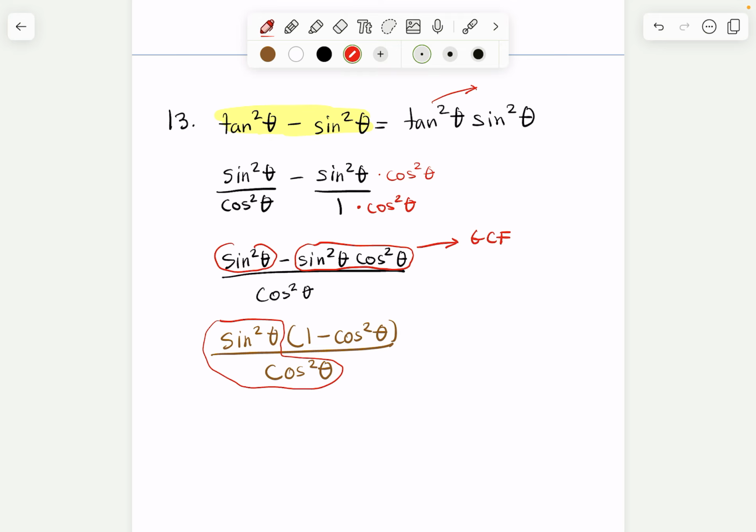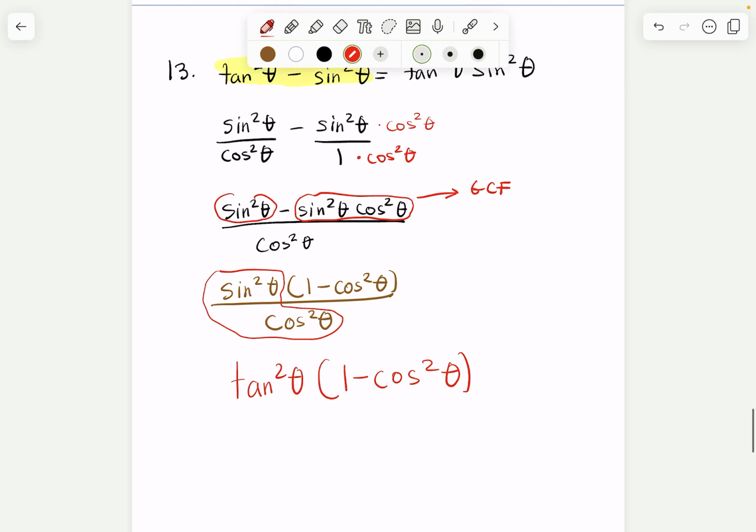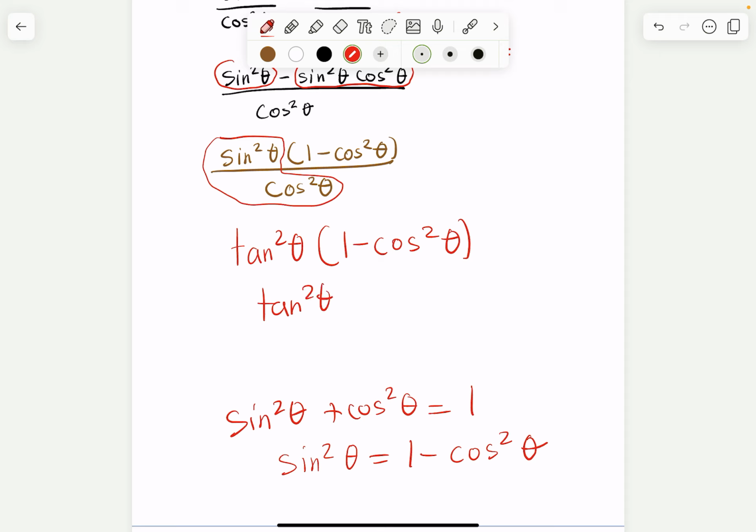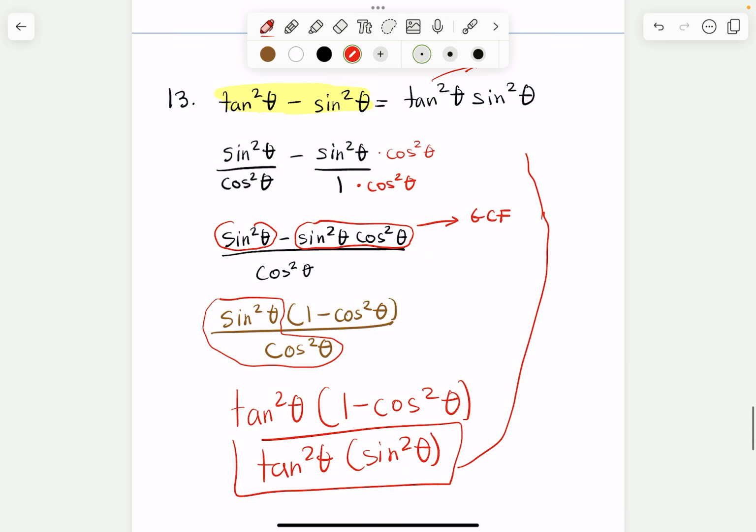And do you see that sine squared over cosine squared? That's tangent squared. And then you still have this 1 minus cosine squared. And hopefully you remember the identity that sine squared plus cosine squared equals 1. So doesn't sine squared equal 1 minus cosine squared of theta? So now you can go and substitute sine squared of theta, and this answer matches what you got up there.